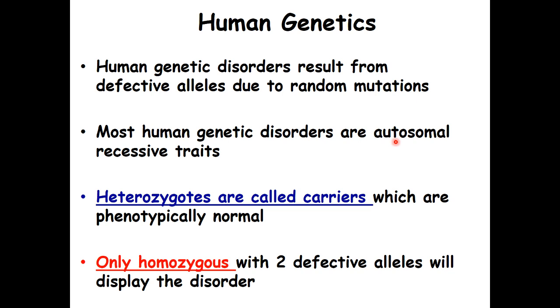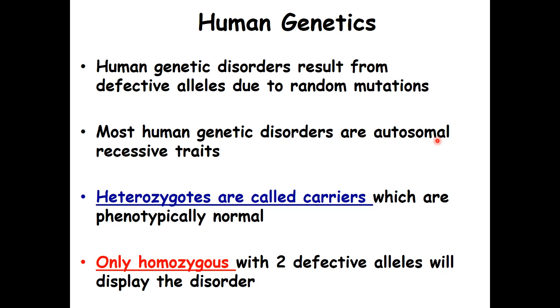That means that they have to be homozygous recessive in order to show the disease, okay? Heterozygous individuals are called carriers, and they will appear normal. Only homozygous with two defective alleles show the disease. Remember, we're looking at the autosomal, so it's the first 22 pairs of chromosomes.